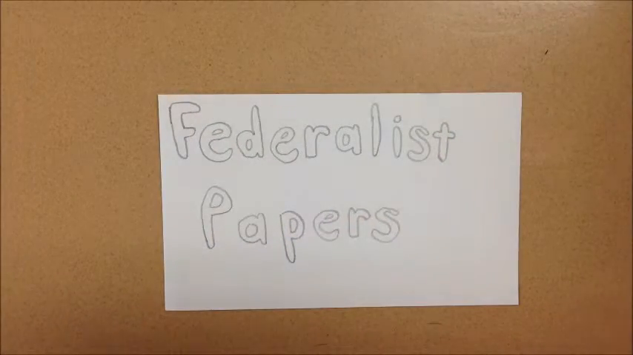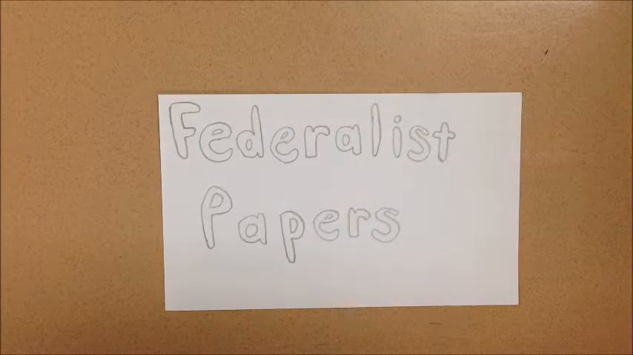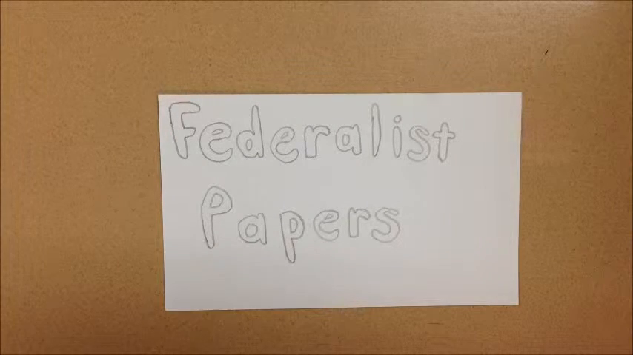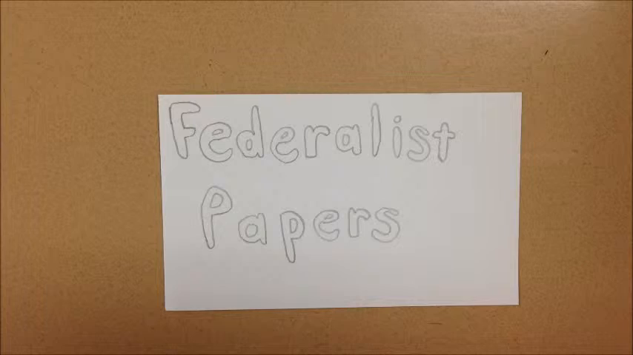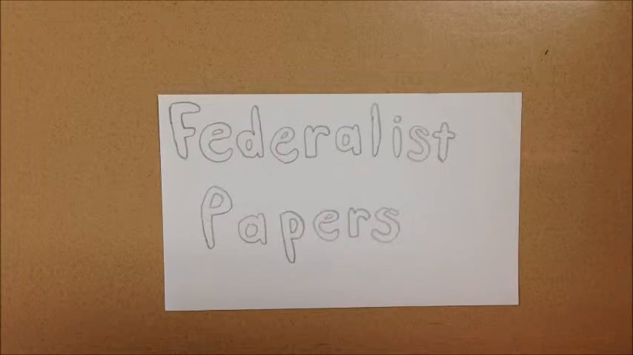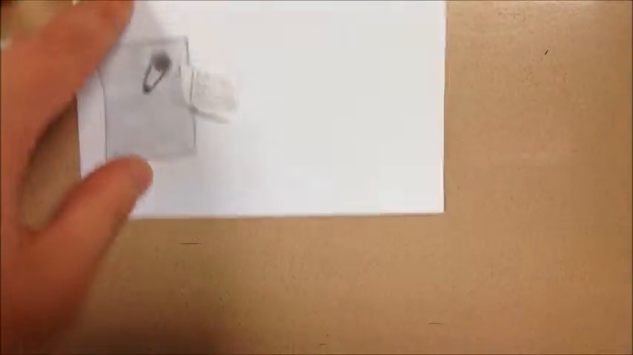The Federalist Papers were a series of essays written between 1787 and 1788. There were 85 essays outlining how the government would operate in the new America. It was written in several New York newspapers to persuade voters to ratify the new Constitution.